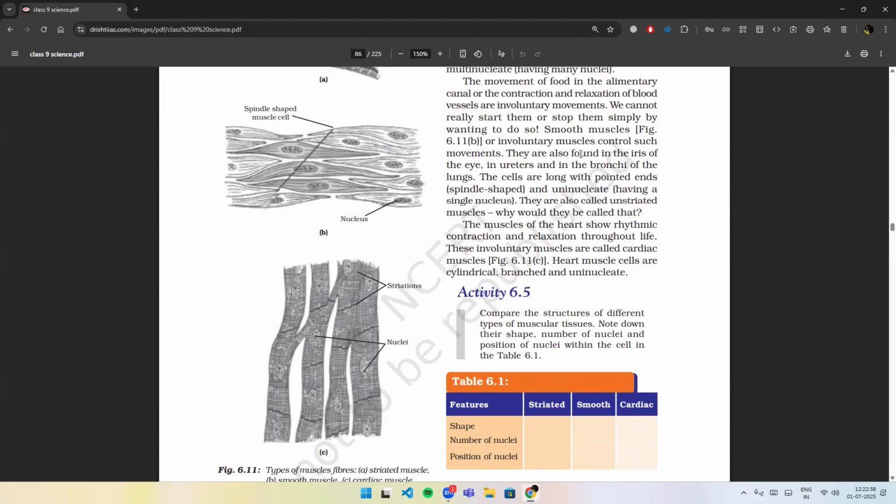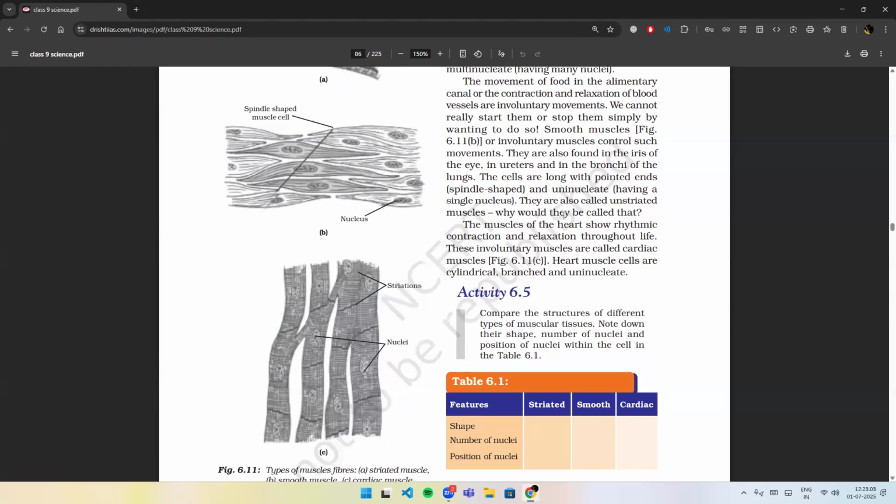Smooth muscles or involuntary muscles control such movements. They are also found in the iris of the eye, in the uterus, and in the bronchi of the lungs. The cells are long with pointed ends, spindle-shaped, and uninucleate, having a single nucleus. They are also called unstriated muscles. Why would they be called that?